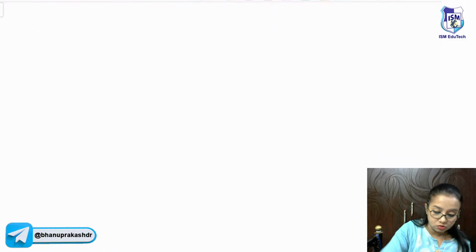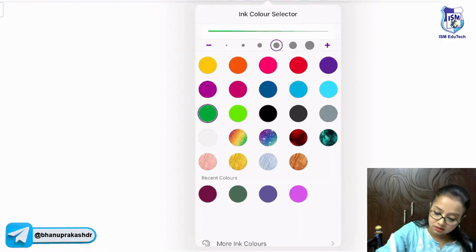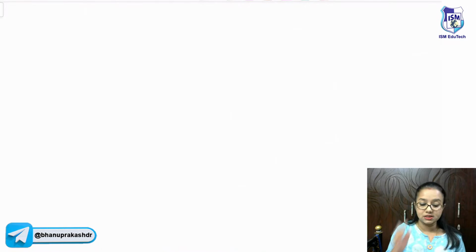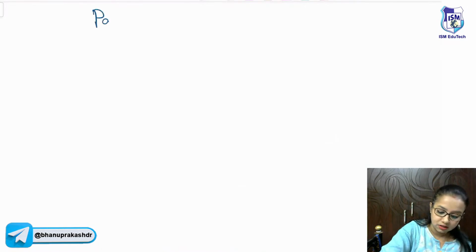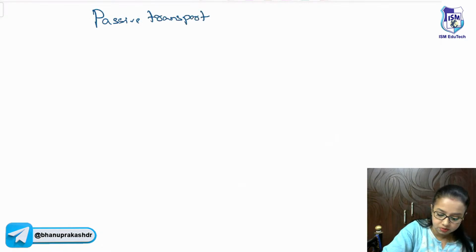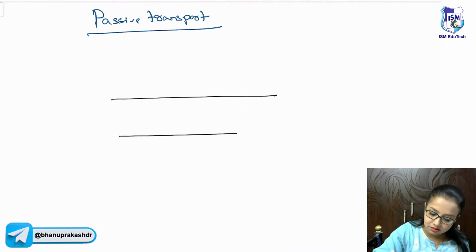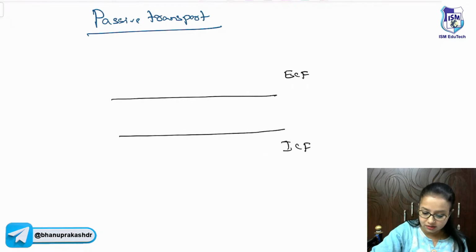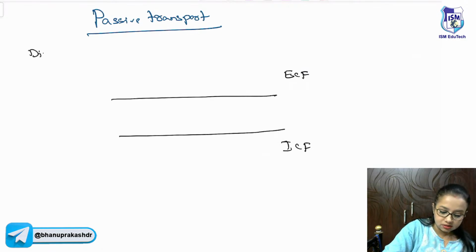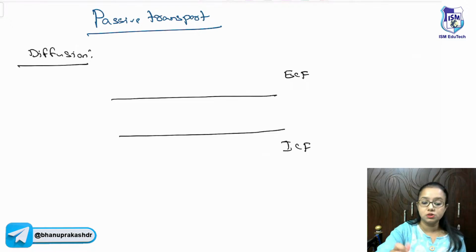So, moving on to the types of passive transport. We begin with passive transport. If I am drawing this cell membrane, say this is the cell membrane, and this is the ECF and this is the ICF. Talking about first diffusion, we'll start with diffusion, then we will move into osmosis.